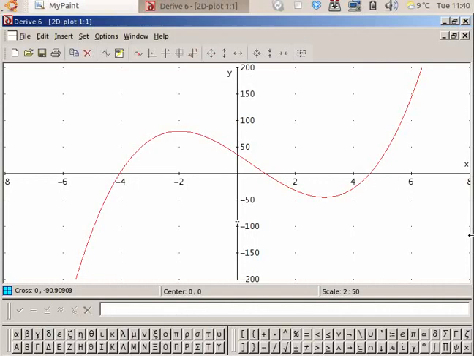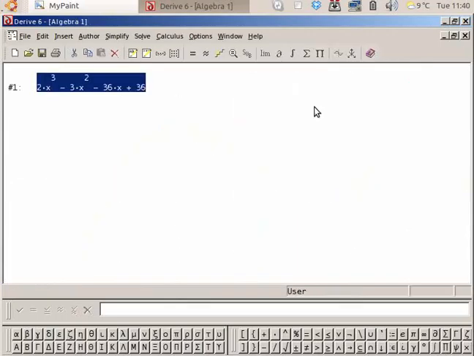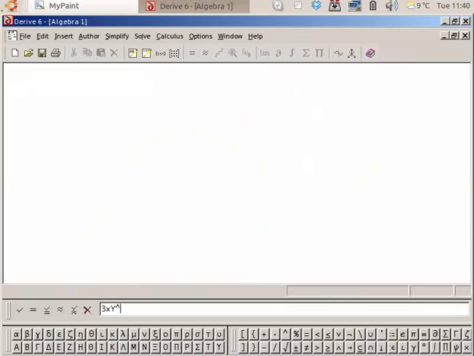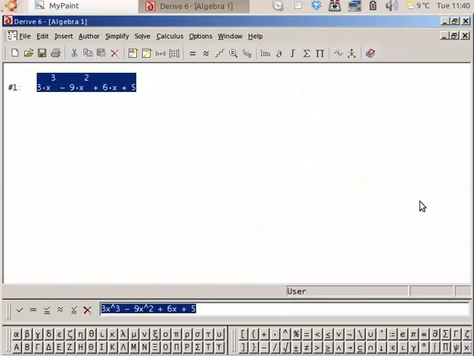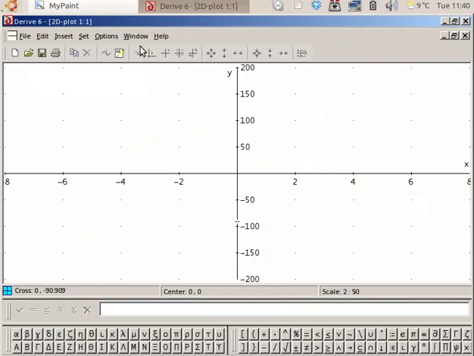And let's look at the graph for this. So back to our derived program. Okay. So we have 3x cubed minus 9x squared plus 6x plus 5. So I need it to go concave at the start. It's weird, that's why.